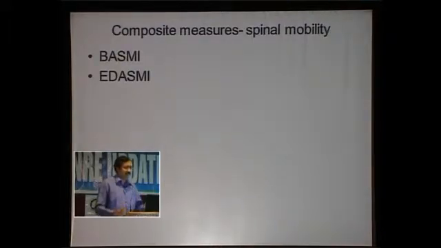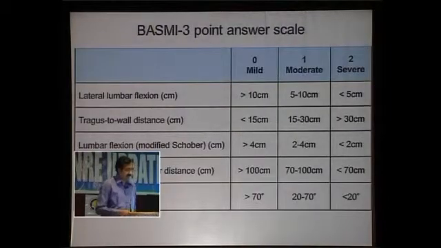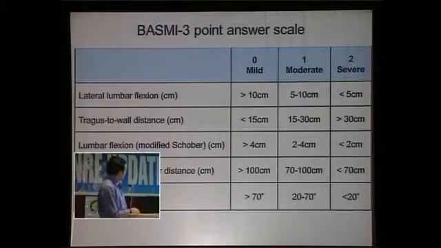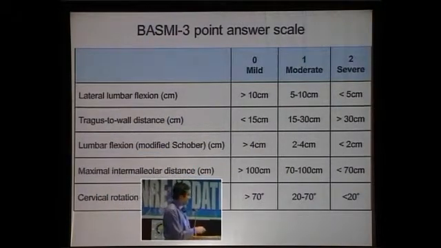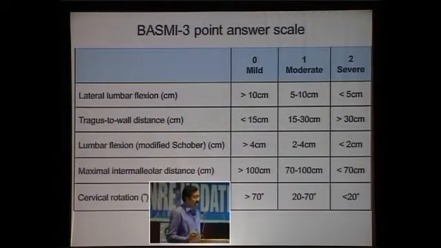So once we have completed the measurements of the entire spine and the hips, then you calculate something called BASMI. Basically, you give a score of 0, 1, 2. That's why I have been showing the scores at each level, and then you get a composite score. Based on this composite score, you understand how the spinal mobility has progressed over months or years.